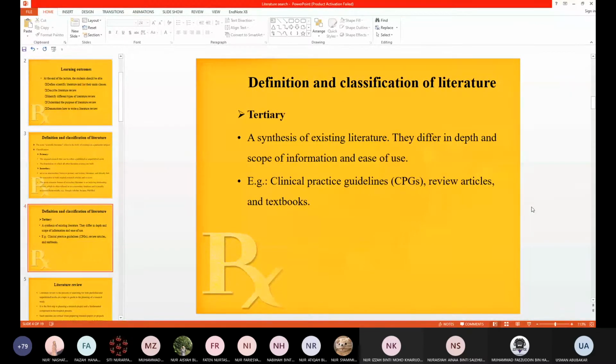Besides CPGs, you have review articles. All types of reviews are classified as tertiary sources of information, be it a literature review, a narrative review, a scoping review, or a systematic review. Whatever kind of review you have is a tertiary source of information. Textbooks are also tertiary sources because usually you have different chapters in a textbook, and those chapters come up with different ideas, and they tap their information from the primary sources. Is this clear?